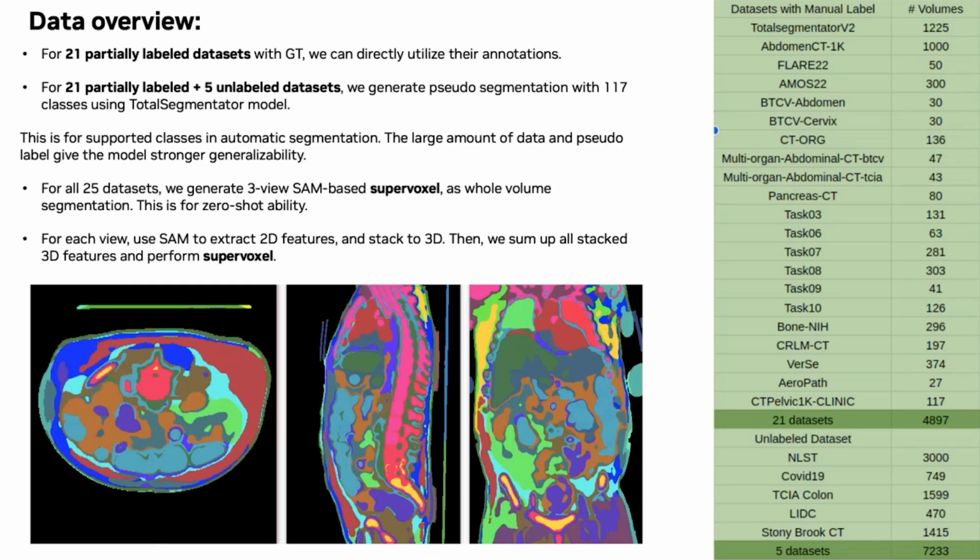And here we go into the technology details. The first part is to curate this huge data set for training. A lot of people already did similar things. They curate a large data set by collecting all the public data sets. We did the same thing. We collected 21 partially labeled data sets with ground truths. These are publicly available CT data sets. And we also curated some unlabeled data sets from NLST and TCIA. We have in total 12,000 scans.